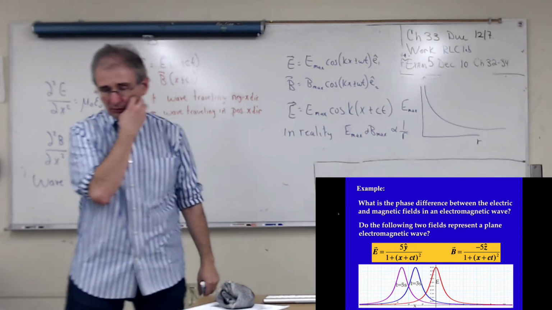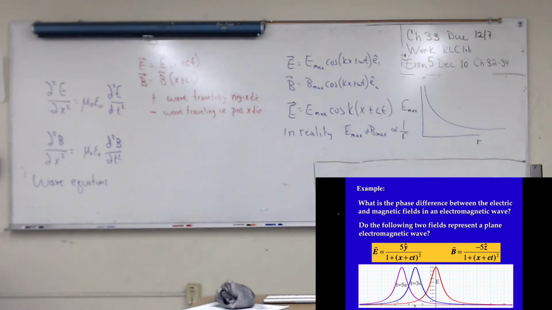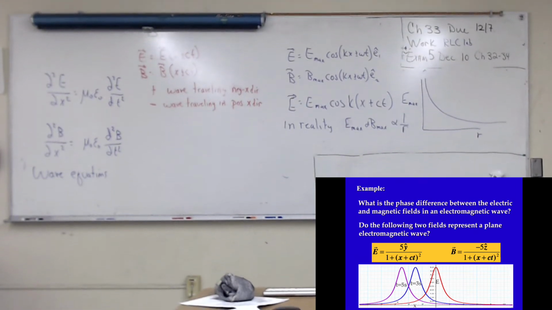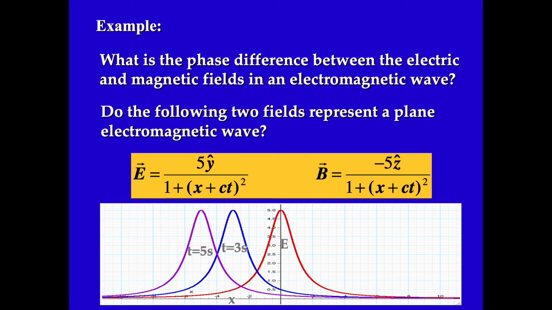Suppose I gave you these equations to represent electric and magnetic fields. How would I know that those actually represent electric and magnetic fields? How do you know I'm not lying to you?